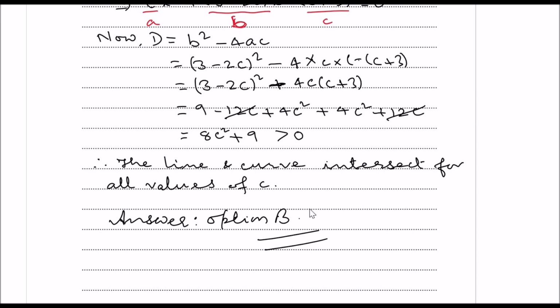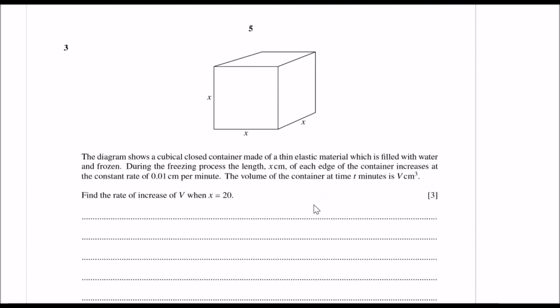Okay, next go to the next question now. The diagram shows a cubical closed container made of a thin elastic material which is filled with water and frozen. During the freezing process, the length x centimeter of each edge of the container increases at the constant rate of 0.01 centimeter per minute. The volume of the container at time t minutes is V centimeter cube. To find the rate of increase of V when x equal to 20.